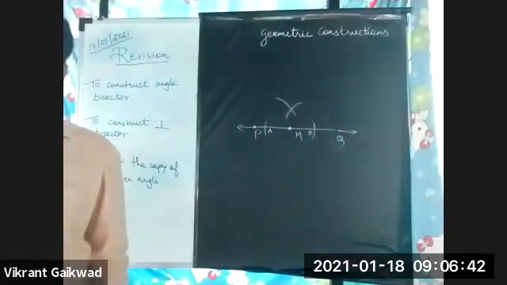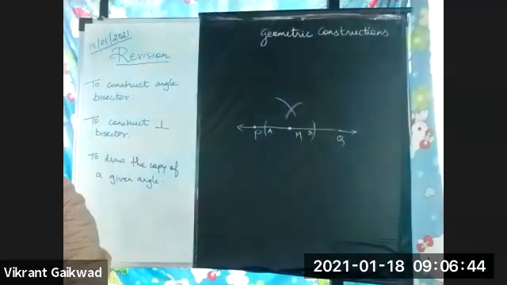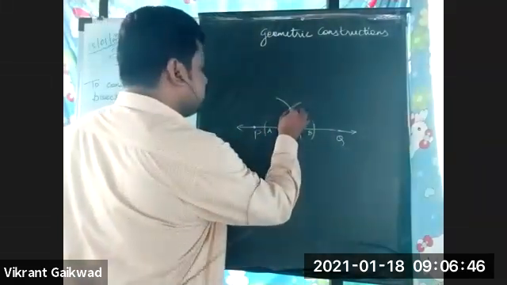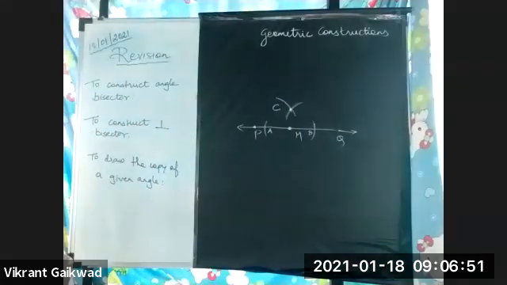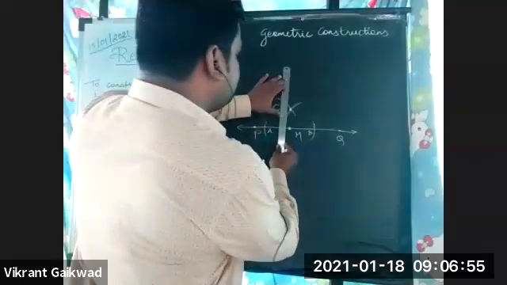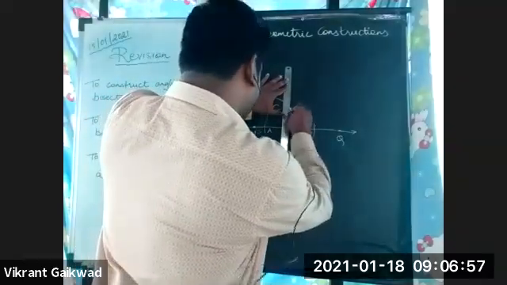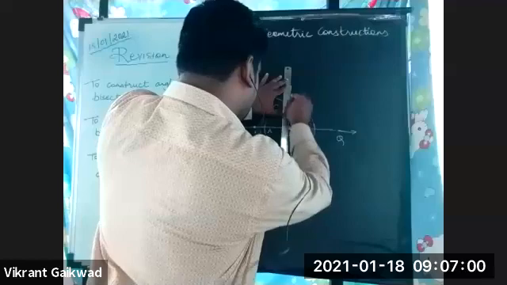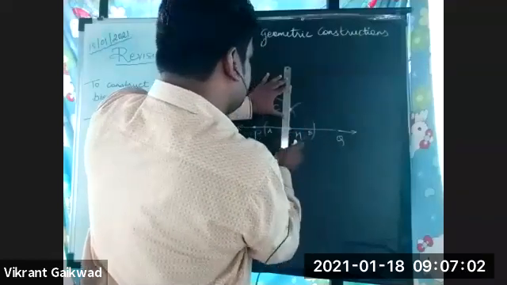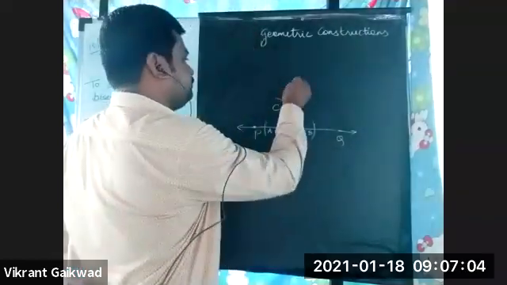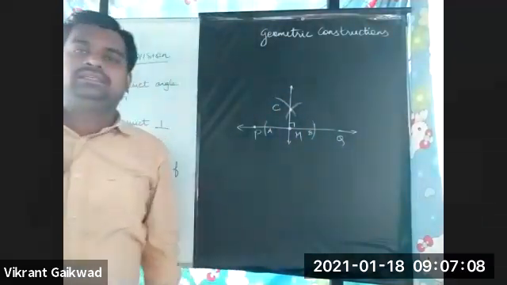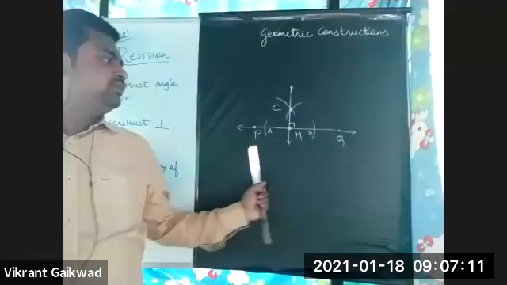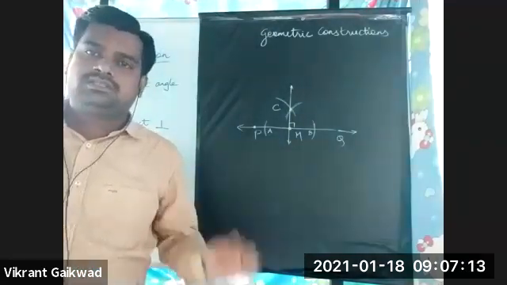Is this clear? You've got the point of intersection. Name that as point C. Is this clear? Join C to M. You get that CM is perpendicular to PQ. Is this clear to all the students?